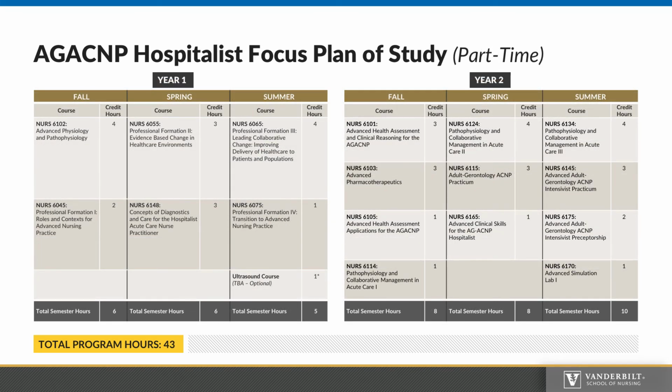For those students who are part-time, you can see that the courses slightly change. On this slide, you will see that your hospitalist coursework is split. The reason for this is to keep all clinical content within the same year. In the first year of your study, you will take Nursing 6148 in the spring, which is the didactic portion of this focus area. In the spring of your second year, you will take Nursing 6165, which is the clinical course related to the hospitalist focus area.